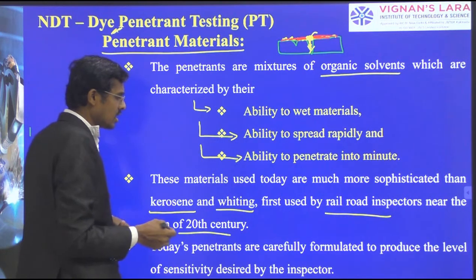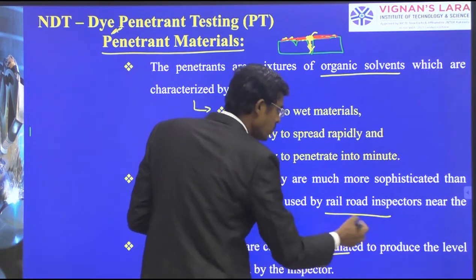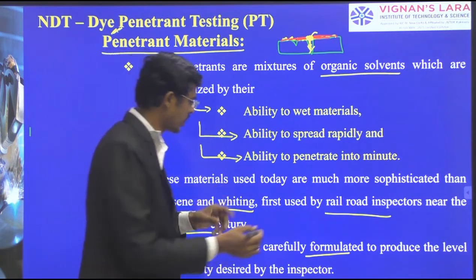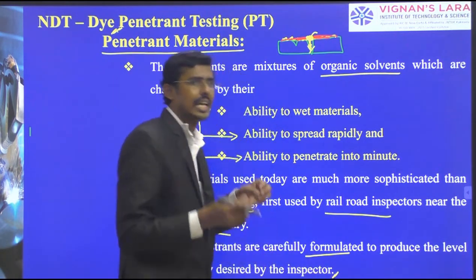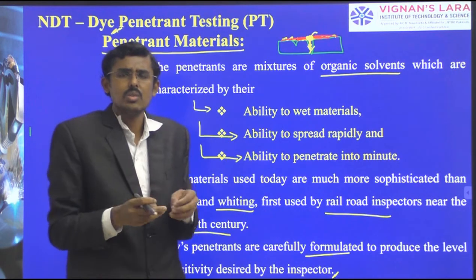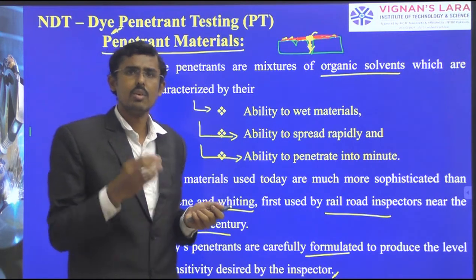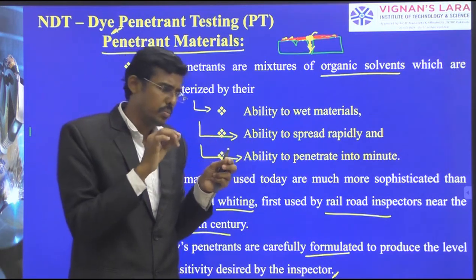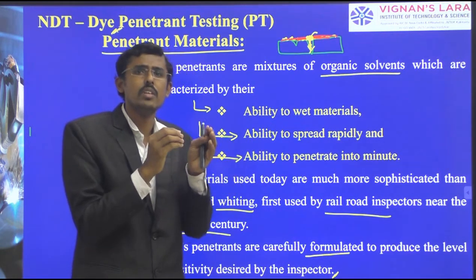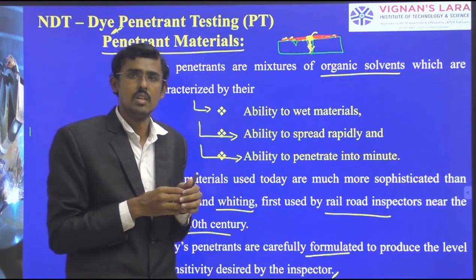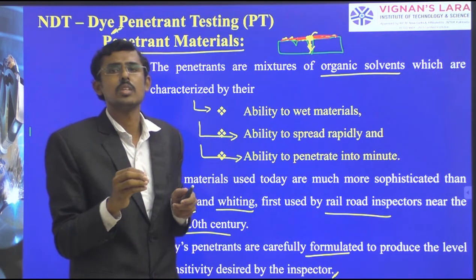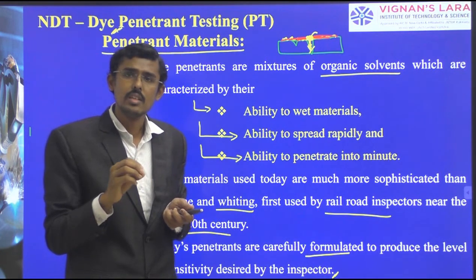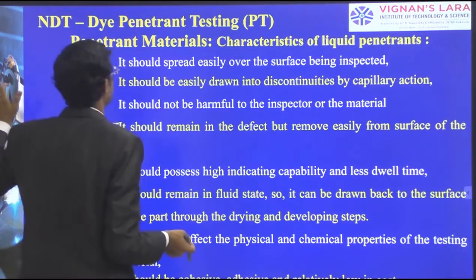Today's penetrants are carefully formulated to produce the level of sensitivity desired by the inspector. How much sensitivity is required? A level 1, a level 2, a level 3. So such categories are there. For low sensitivity we can use level 1. But for high sensitivity, to inspect a precious part where we need 200% perfection, we use a highly sensitive material to interact with the specimen to identify even the minute cracks.